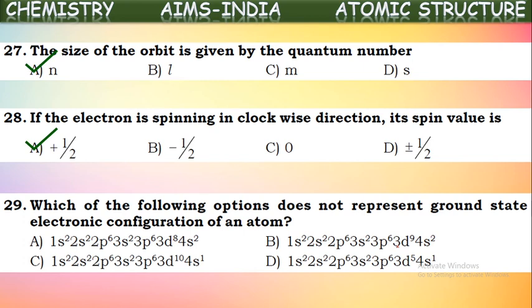Which of the following options does not represent the ground state electronic configuration of an atom? In the ground state, the electronic configurations are governed by certain principles. One of them is the Aufbau principle. First, all the lower energy levels will be filled with electrons, then only higher energy levels will be occupied. If you observe the first one, at the ending, instead of completely filling the 3d subshell, electrons entered into 4s. This is incorrect according to the Aufbau principle.